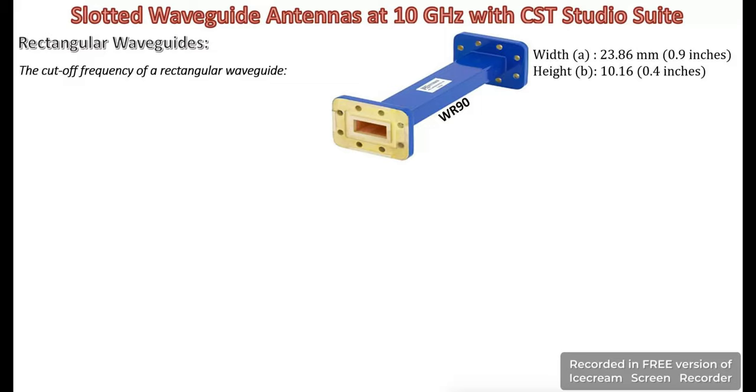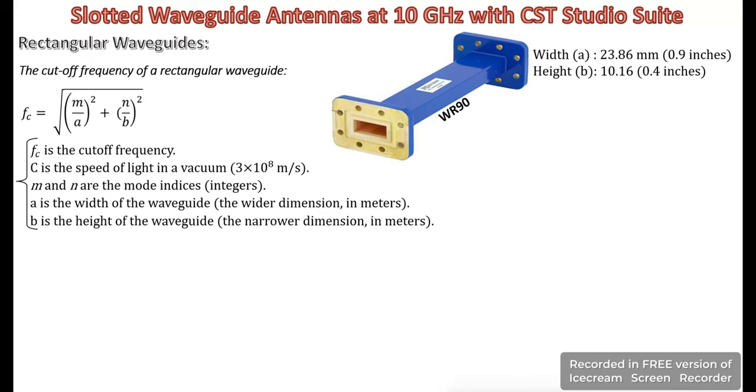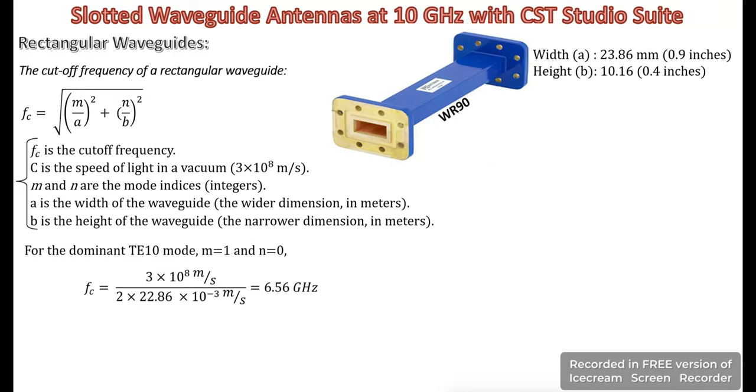The cutoff frequency of a rectangular waveguide is determined by its dimensions. For the WR90 waveguide, which has a width of 22.86 mm and a height of 10.16 mm, the cutoff frequency can be calculated using the formula. For the dominant TE10 mode, m equals 1 and n equals 0, the cutoff frequency is 6.56 GHz. Thus, the cutoff frequency of the WR90 waveguide is approximately 6.56 GHz.